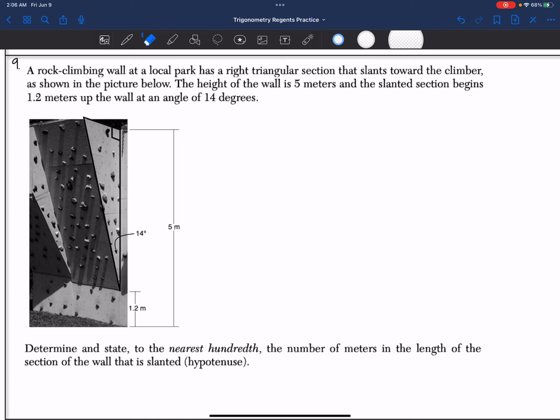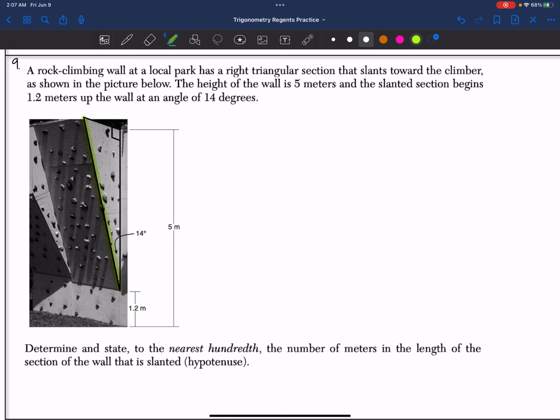A rock climbing wall at a local park has a right triangular section that slants towards the climber. So we have a nice little picture here. The height of the wall is 5 meters, and the slanted section begins 1.2 meters up the wall. So here's my height. And here's my slanted section that's 1.2 meters high. So determine and state to the nearest hundredth the number of meters in length of this section of the wall that is slanted. So I'm looking for the hypotenuse. So I'm looking for this segment right here.